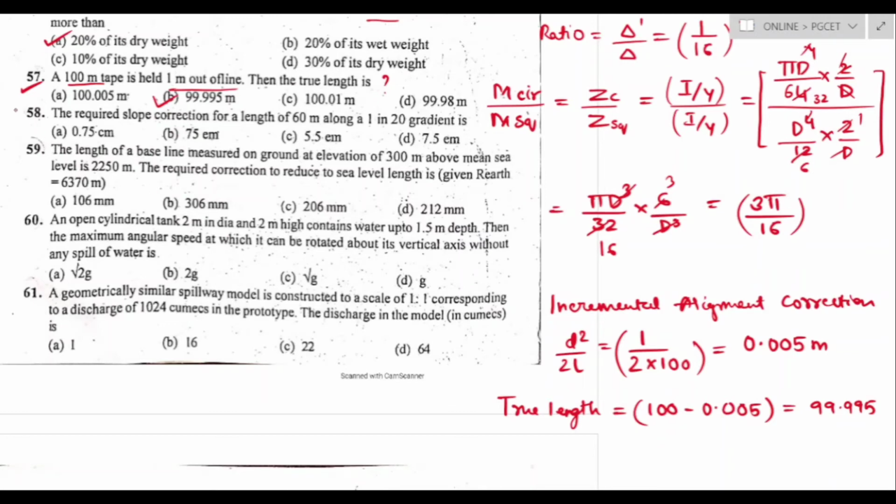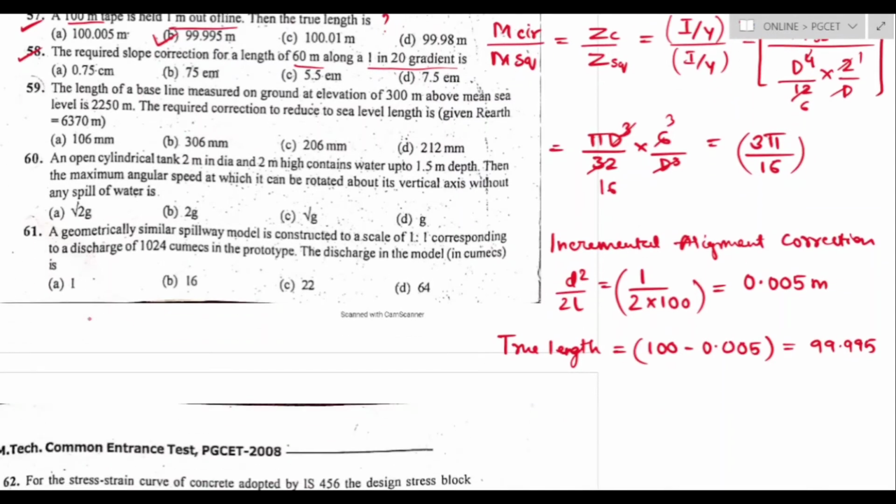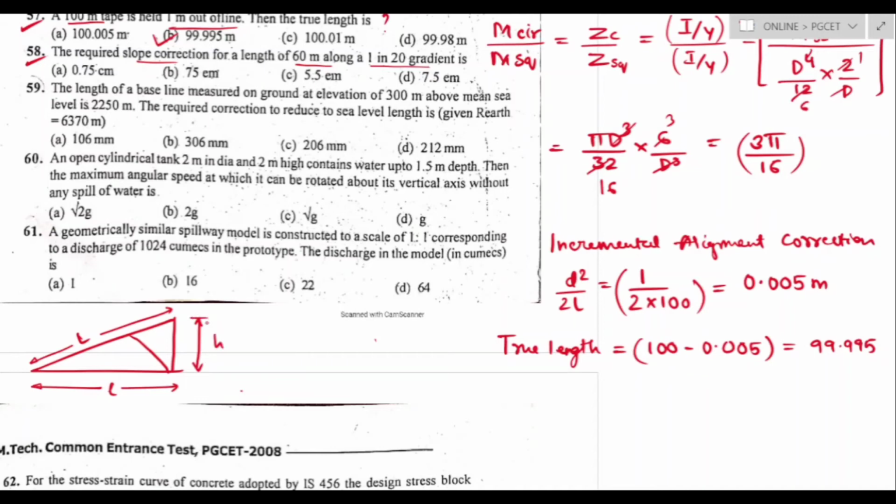Question number 58. The required slope correction for a length of 60 meter along 1 in 20 gradient is. So we have to find the slope correction. Slope correction is the difference between the slope distance and horizontal distance. Now let's draw a diagram so that you can clearly understand the concept of slope correction. This is the horizontal distance l, and this is the inclined distance capital L. Let us assume H as the total height, that is given by gradient 1 in 20 multiplied by 60 horizontal distance. So the total height will be 3 meter.